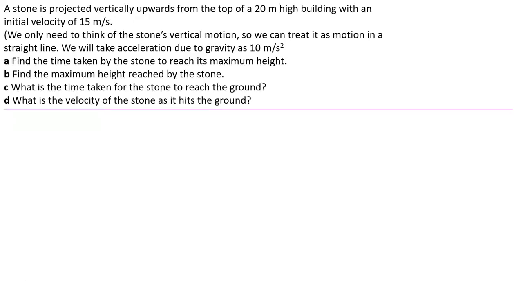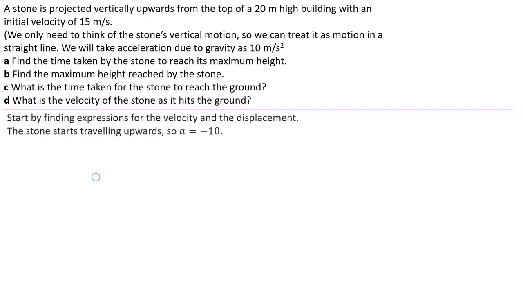So here is the example we're going to work through. I'll give you a moment to read it. We're going to find expressions for the velocity and displacement to begin with, before we even start thinking about these questions. Now, what we often do is decide that when we're working vertically, upwards is positive.